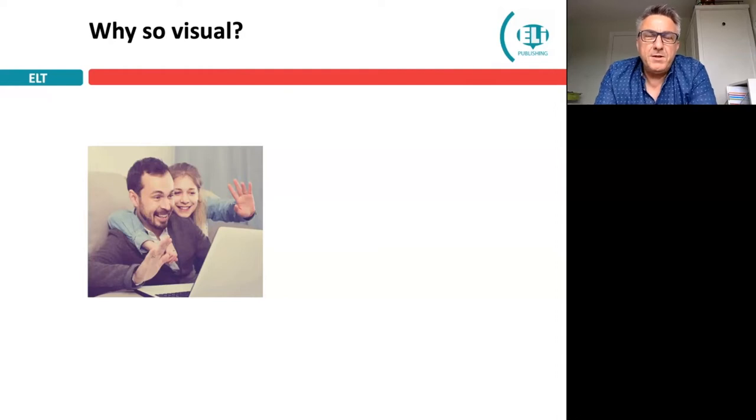Now, why is everything so visual? Well, you know, the brain has always responded faster to images. It kind of makes sense that we respond to images, I suppose.